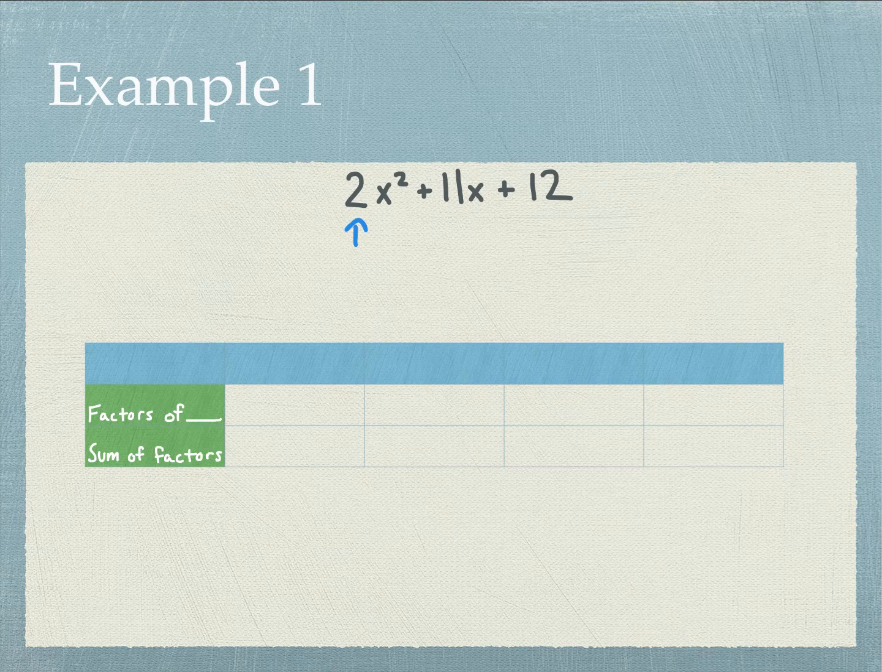So we start by multiplying the first and the last. Anytime that you start with this number that's not 1, and if we can't take out a greatest common factor, then we have to start by multiplying the first and the last. So what is 2 times 12? 24. So now we have to think, what are 2 factors of 24 that add to 11?